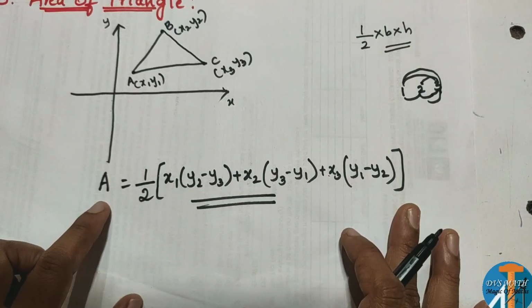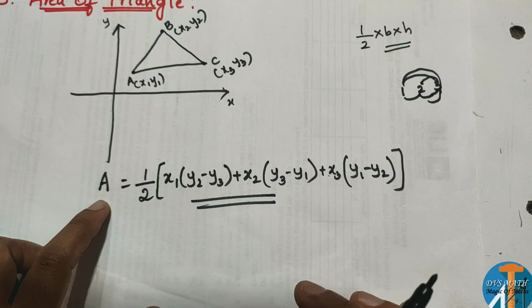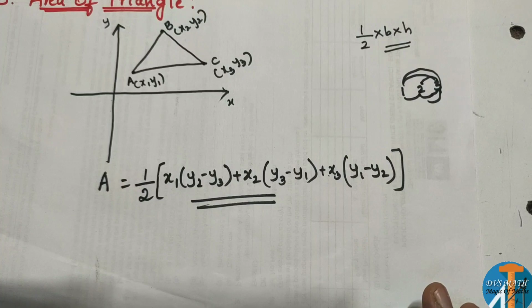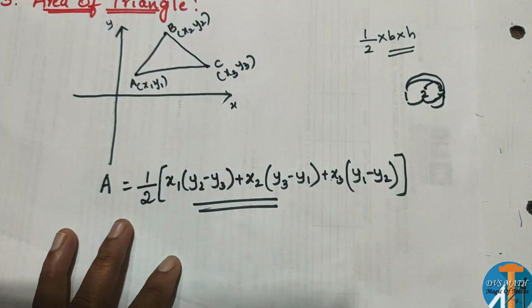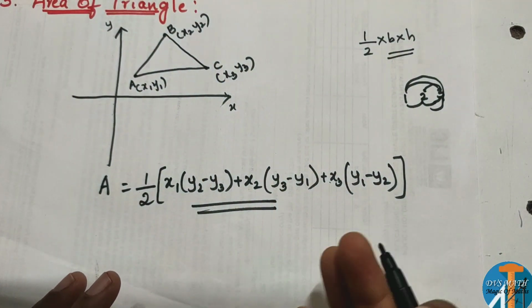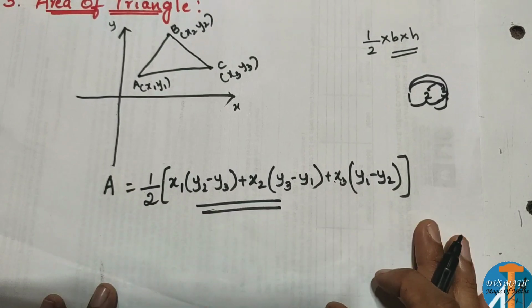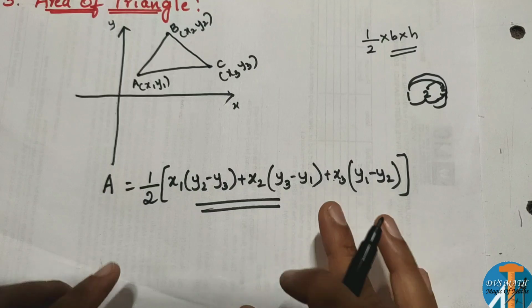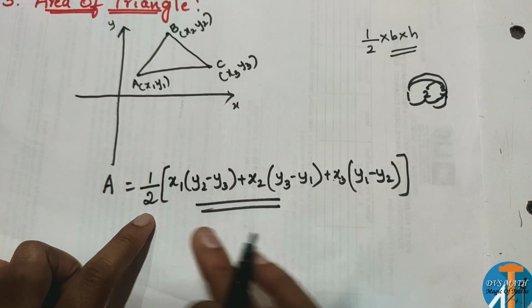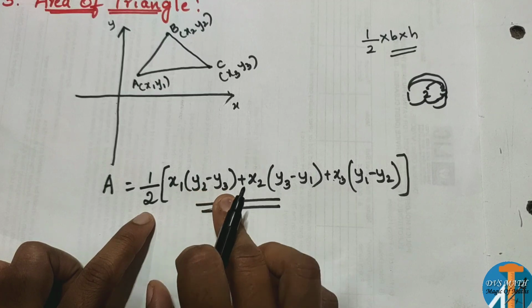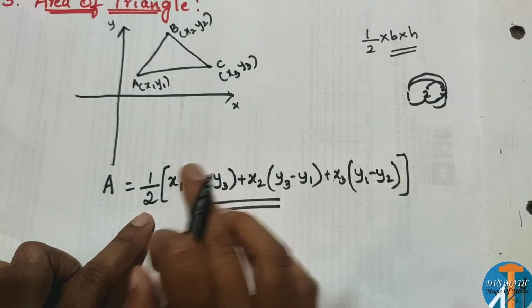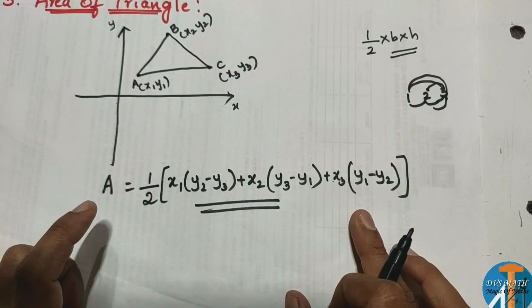Using this formula we are going to solve area of triangle questions. In the question paper, what they will give: find the area of triangle whose vertices are, and they will give 3 vertices, that means 3 coordinates. In that, write x1, y1, x2, y2, x3, y3, write the formula, substitute it, simplify it, and finally you will get the answer. This is very simple. You only have to remember the formula: A is equal to half x1 into y2 minus y3 plus x2 into y3 minus y1 plus x3 into y1 minus y2. This is the formula of area of triangle in coordinate geometry.